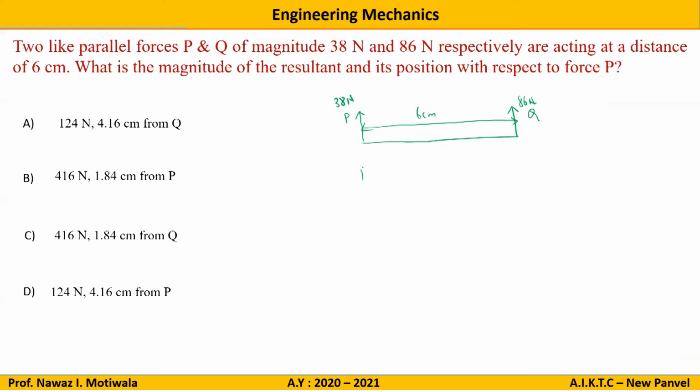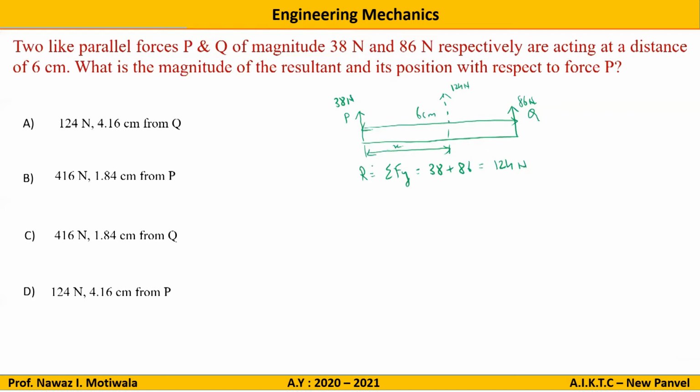If I find the resultant, I will have R equal to the summation of Fy. So it will be 38 plus 86, which is equal to 124 Newton. So the resultant is 124 Newton. Let me show here that this is the resultant going upward with 124 Newton, and let us assume it is at a distance of x from P.